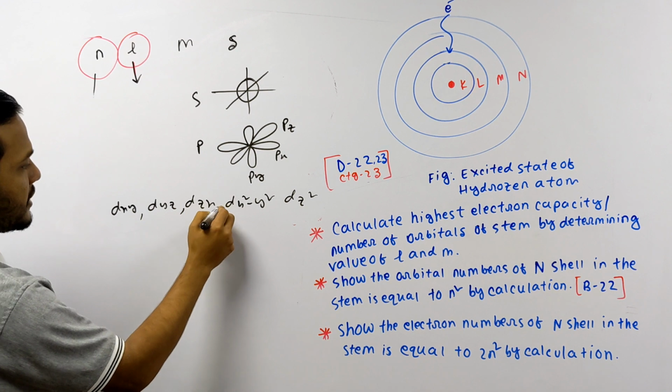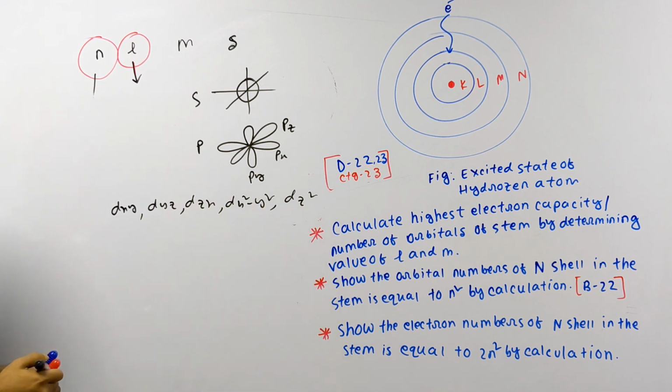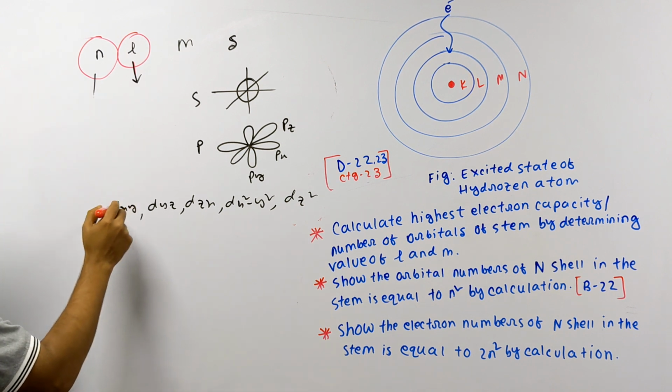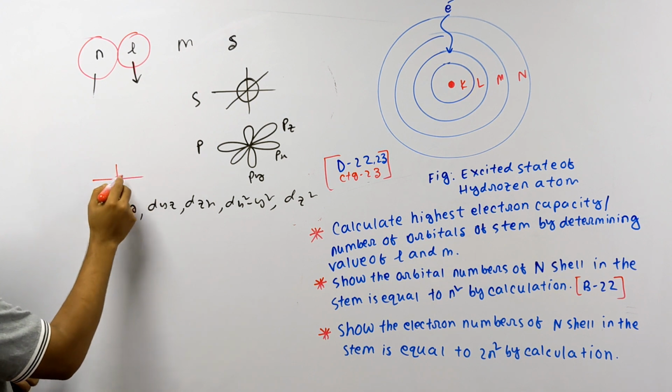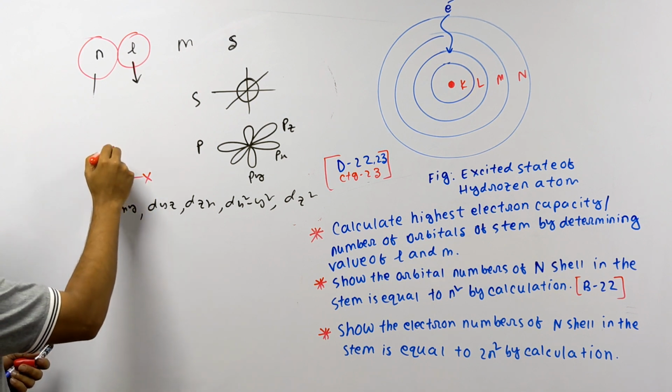There are 5 d orbitals and 7 f orbitals. So the d orbital has 4 lobes here. Take dxy: this is the x axis and this is the y axis.